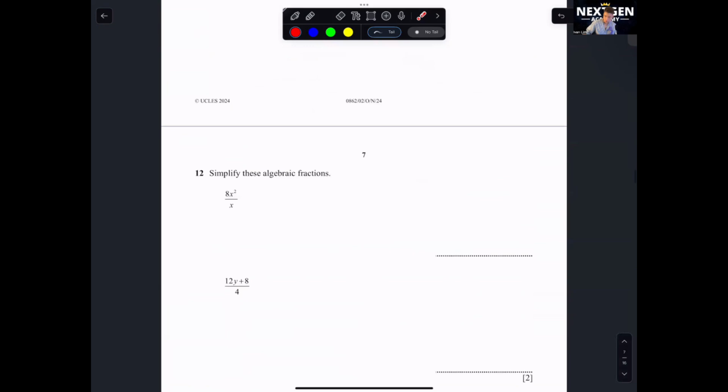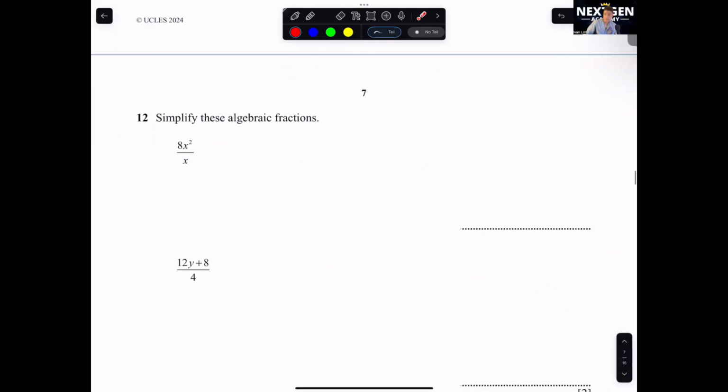Okay, let's move on to question 12. Okay, next one is algebra. So 8x squared divided by x. Okay, we are going to simplify this. X squared, if you don't understand, x squared is just x times x. Okay, so this one, 8 times x times x over x, you can cancel off the x and x. So this will become 8x.